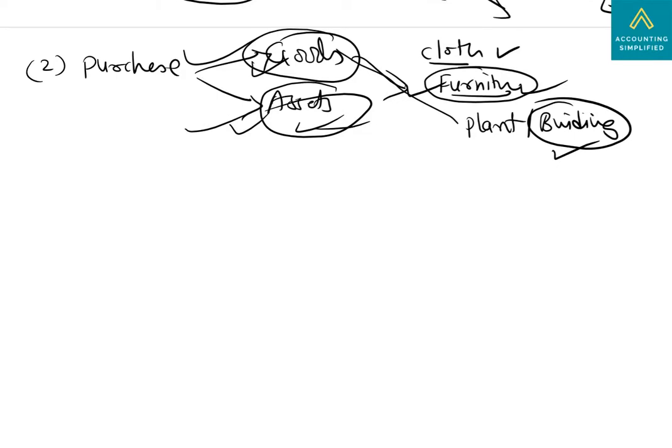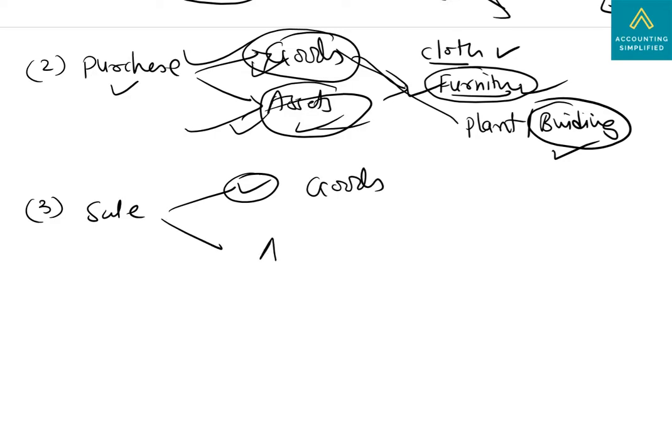Okay, sir, we understood the second point also. What is the third point? Okay, when we purchase, we need to sell also. Yes, sir, every year or every day we are selling. The most frequently occurring transaction is the transaction of sale. So, it can be goods, it can be assets. Goods we sell to our customer every day. And assets, if they are old fashioned, then we sell them off. Otherwise, we don't need them. So, purchase transactions are occurring, and sale transactions are also occurring.